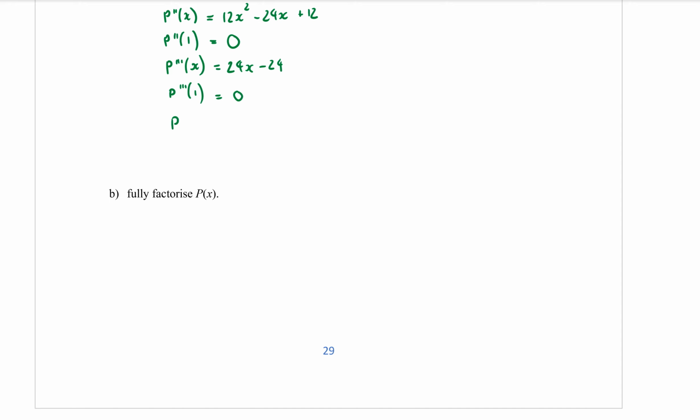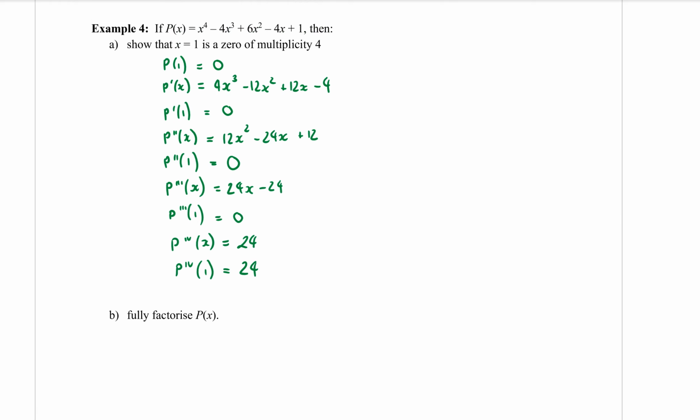I can even go to the fourth derivative using Roman numerals now. The derivative of 24x minus 24 is 24. When I try to substitute 1 in for the x, there is no x, so it's still just equal to 24, which means that that is not equal to 0. So when I'm checking my multiplicity, there's 1, 2, 3, 4. So I got to the third derivative equal to 0, which means it is a multiplicity of 4.